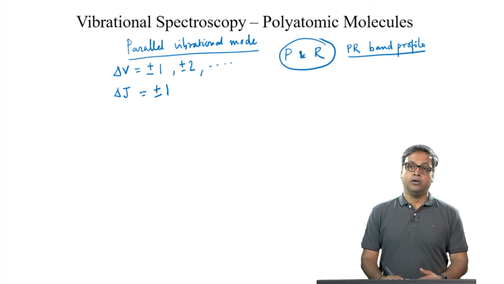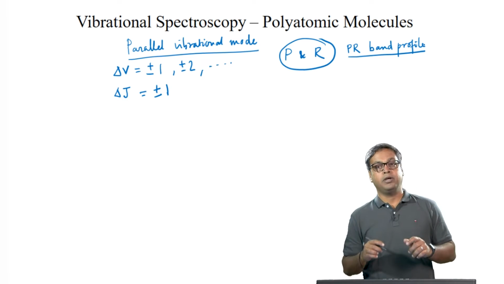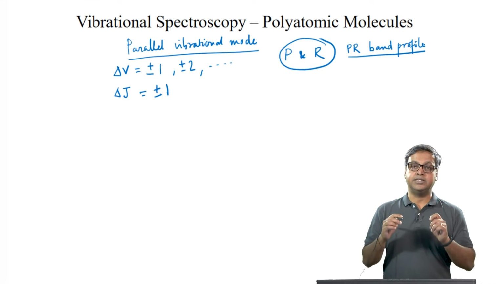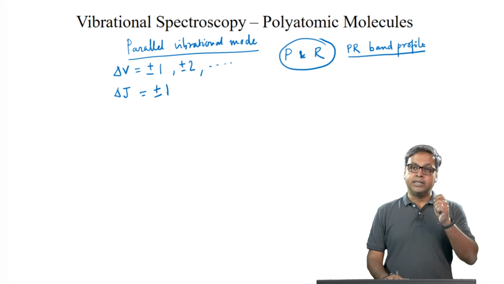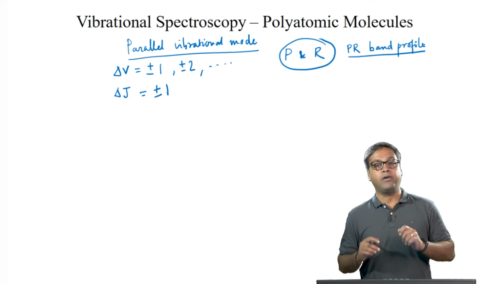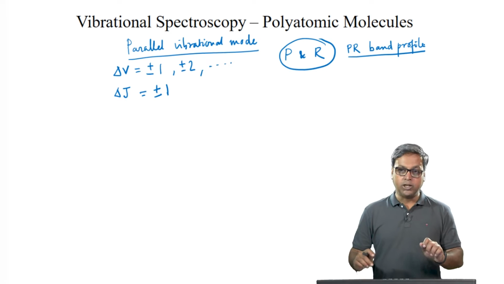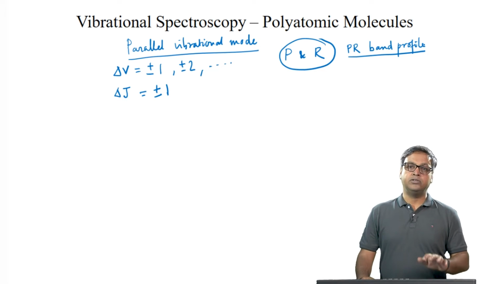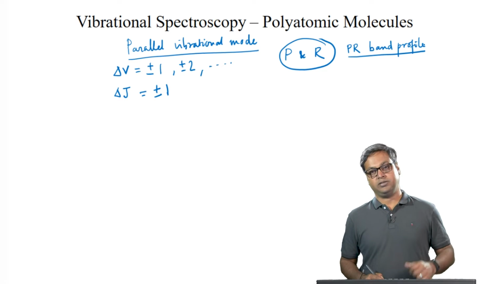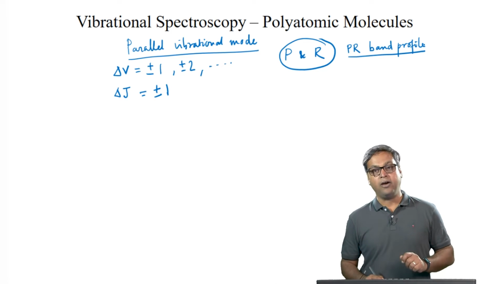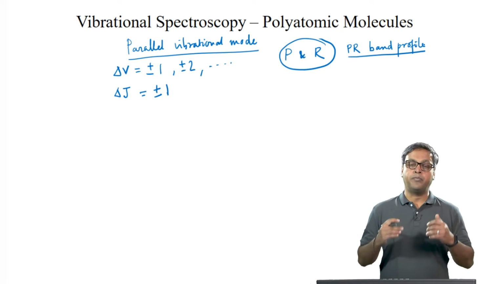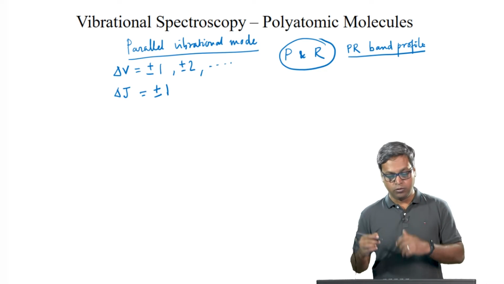For HCl, we saw that there was a gap missing in the middle of the vibrational band, that is when delta J equals 0. This band does not occur, as this band is not allowed for a parallel vibrational mode. For a diatomic molecule, of course, there is only a parallel vibrational mode, but for a polyatomic system, it is possible to have a perpendicular mode. So, what difference does this perpendicular mode make to the selection rule?